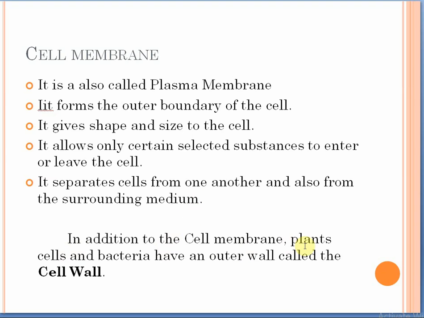In addition to the cell membrane, plant cells and bacteria have an outer wall called the cell wall. Plant cells contain an additional outer covering, that is the cell wall. The cell wall is absent in animals. It is only present in plants and certain bacteria.